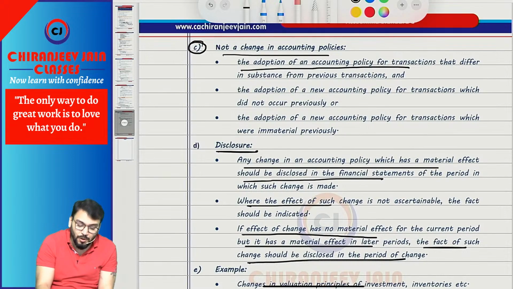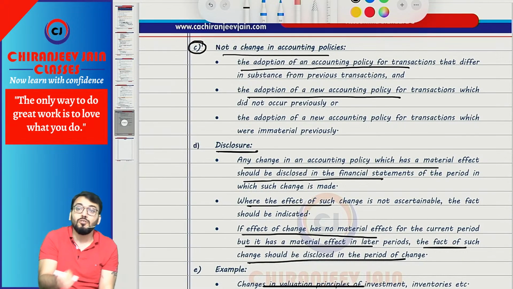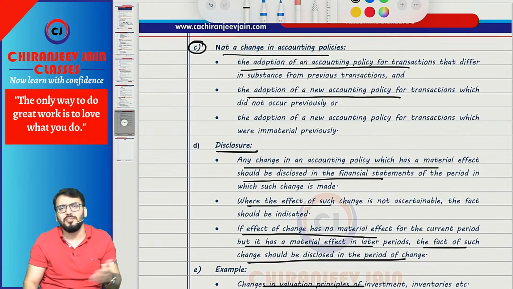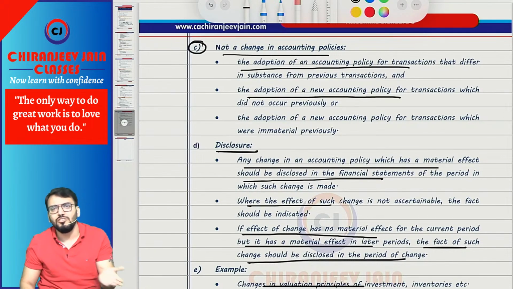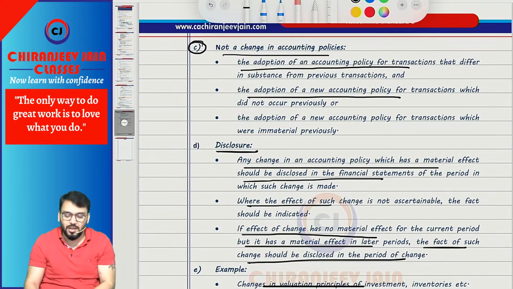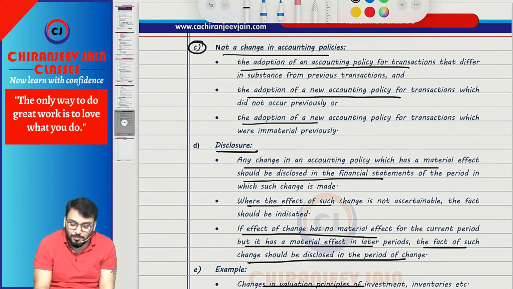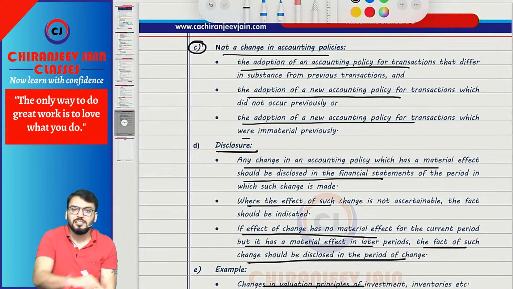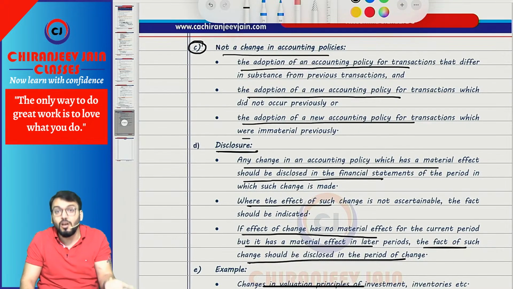Second point, the adoption of a new accounting policy for a transaction which did not occur previously. Of course, if previously there was no such transaction and a new transaction came in the current year, of course we'll adopt a new accounting policy. So this is not a change in accounting policy. Third one, the adoption of a new accounting policy for transactions which were immaterial previously. It was immaterial. Now it becomes material.